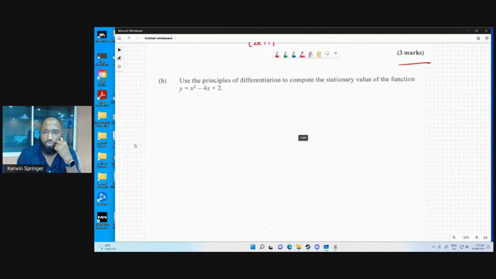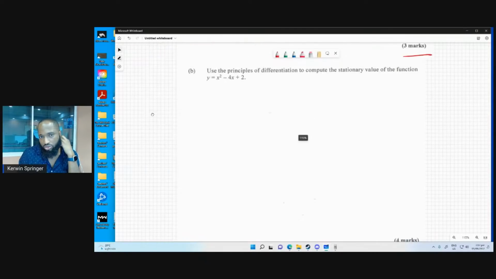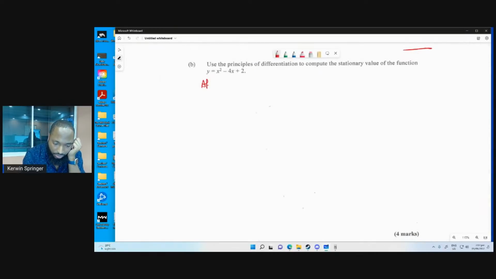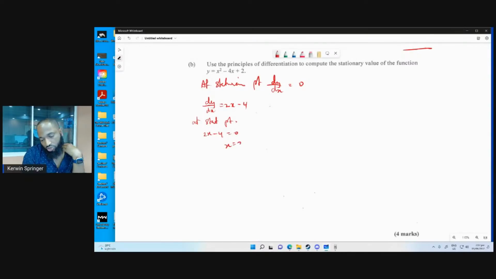Use the principles of differentiation to compute the stationary value. So at the stationary point, dy dx is always equal to 0. If I differentiate this, dy dx, I'll get 2x minus 4. So at the stationary point, 2x minus 4 is equal to 0, so x will be equal to 2.